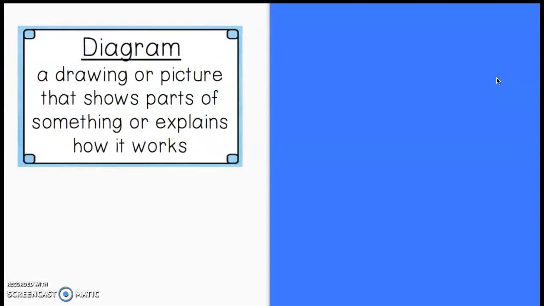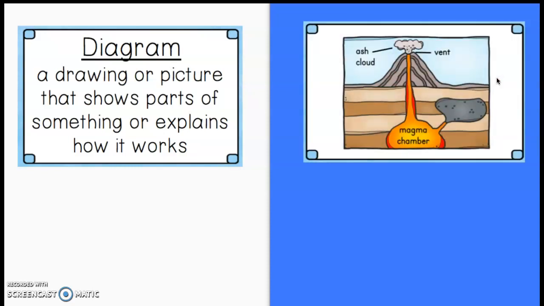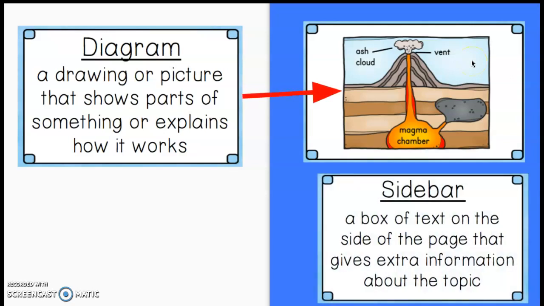Diagrams are drawings or pictures that show parts of something or explain how it works. Over here we have a diagram, which is also a picture, but as you can see in a diagram we usually have labels and it is showing us how the volcano is working. Gives us a visual of how that works.